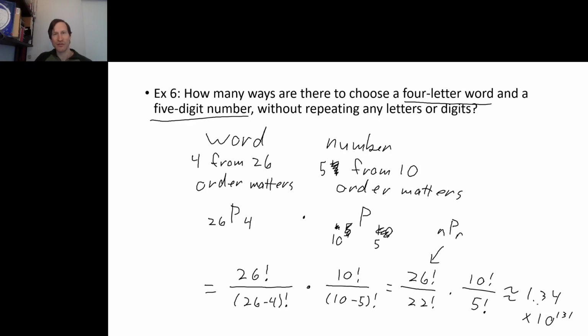Except for very small examples where your numbers are pretty low, you'll want to let a calculator do the heavy lifting on the calculations, because otherwise it'll take you forever.